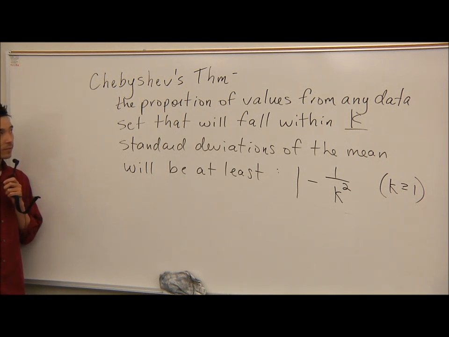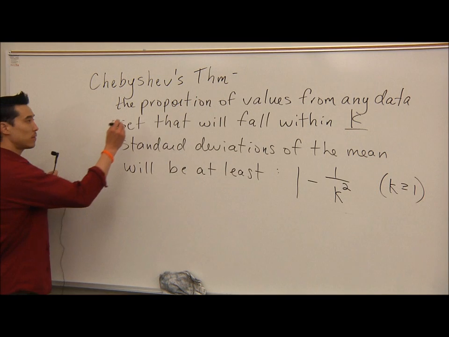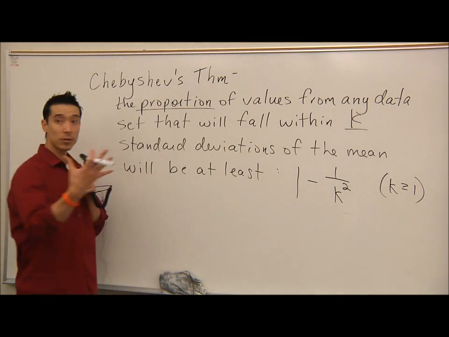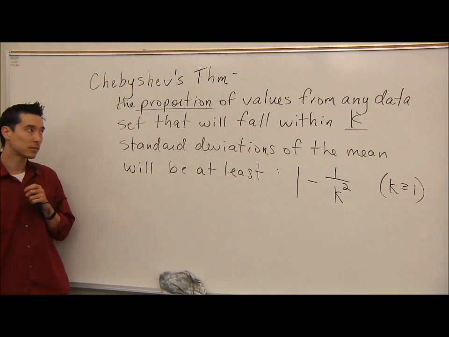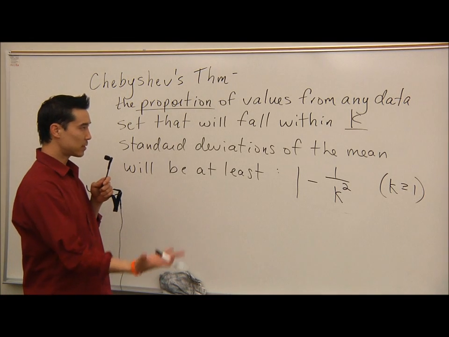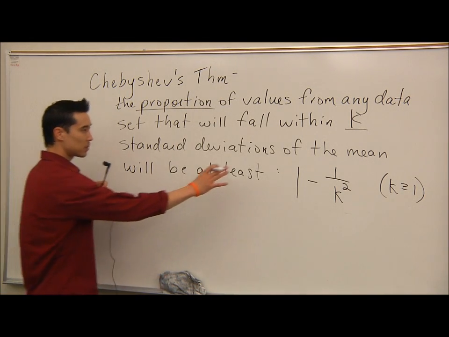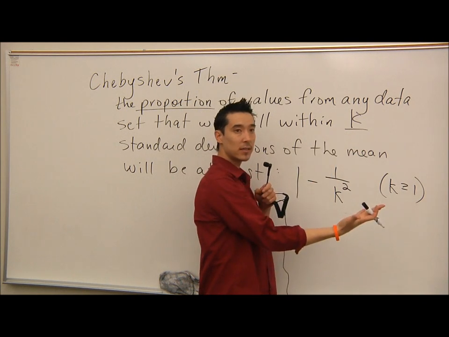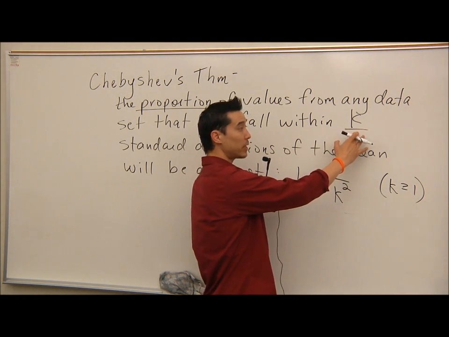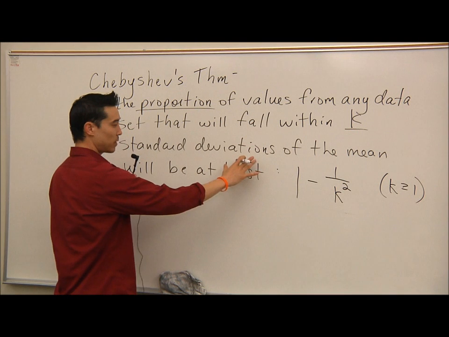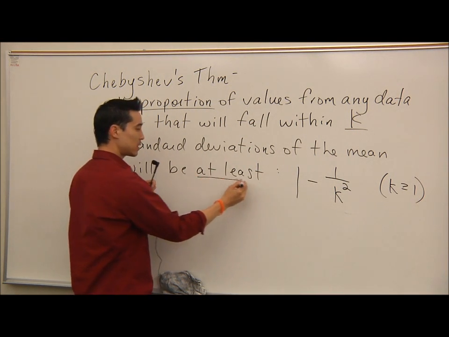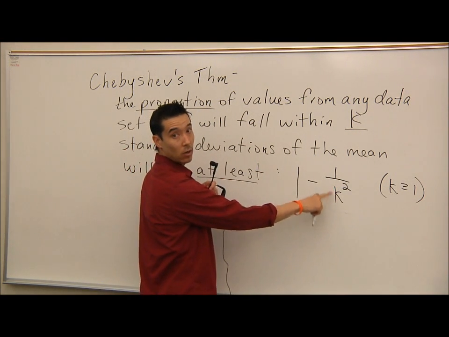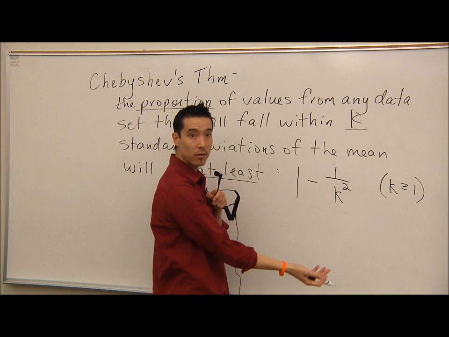Okay, so as you're finishing writing this down, let's walk through it one more time. So the proportion or percentage of all the values from any data set that fall within a specific number. So k is going to be a number. Let's say k was 3. Within 3 standard deviations of the mean will be at least, and then you're going to put 3 here, 1 minus 1 over 3 squared.